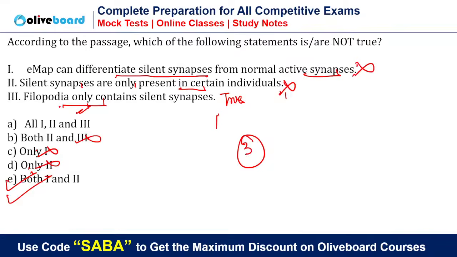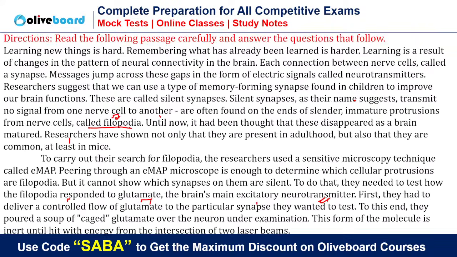So first of all, we will come to this. To carry out their search for Philopodia, the researchers used a sensitive microscopy technique called EMAP. First they used EMAP. Then, okay, to do that, they needed to test how Philopodia responded to glutamate. Okay, first they had to deliver a controlled flow of glutamate. Okay, controlled flow of glutamate.